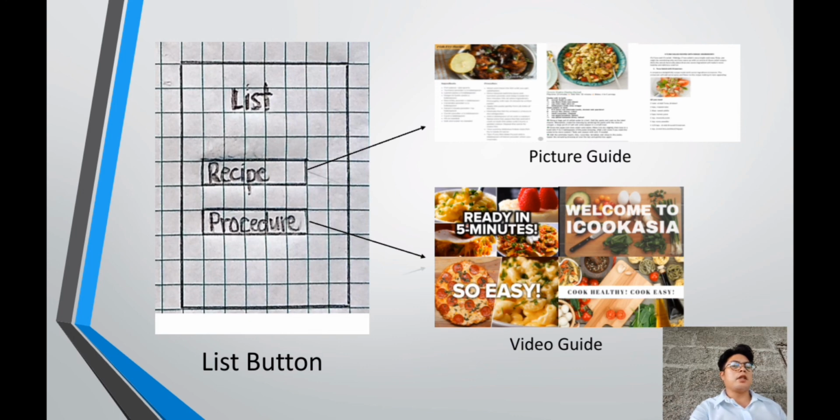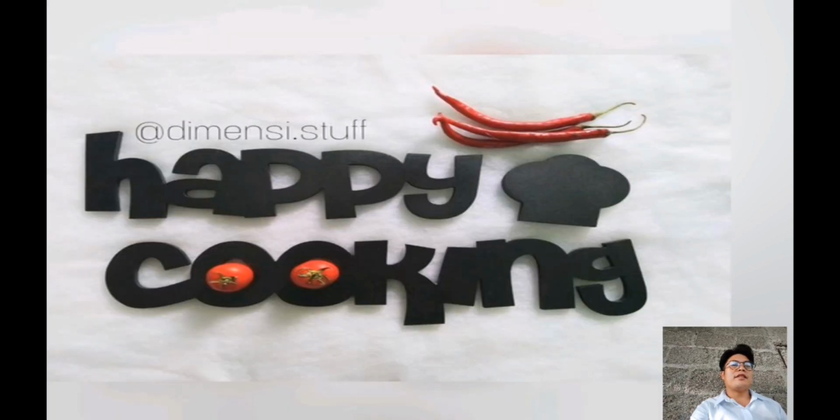The recipe button is a photo of the ingredients that correspond to the food and menu of your chosen nationality option button. And the procedure button is a cooking video guide for the cooking procedure that also corresponds to the nationality option button that you have selected. And that's the end of the slide.